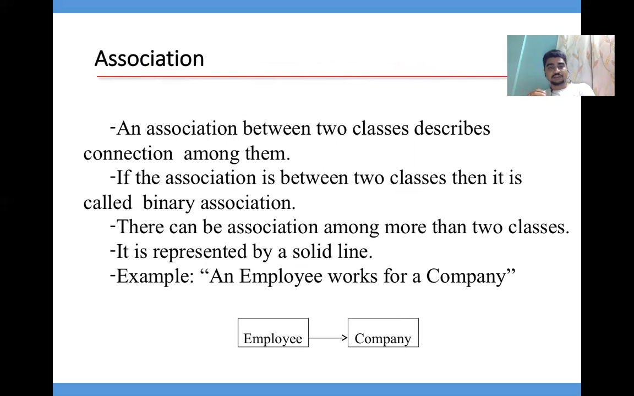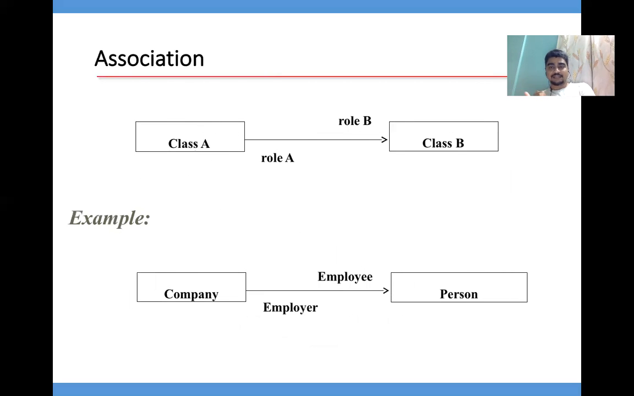Now, in association, an association between two classes describes the connection among them. If the association is between two classes, it is called a binary association. It can also happen with more than two classes, so the degree depends. It is represented by a solid line. Take employee and company. What is the association? The employee works for a company. So this is the association. Now, class A and class B, role A, role B, like company, employee, person. So it's an example of an association.